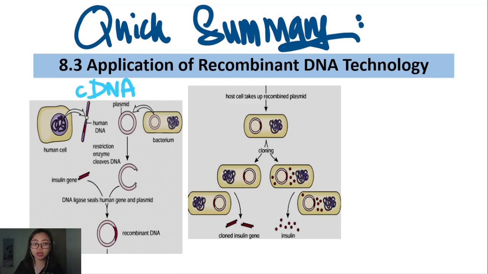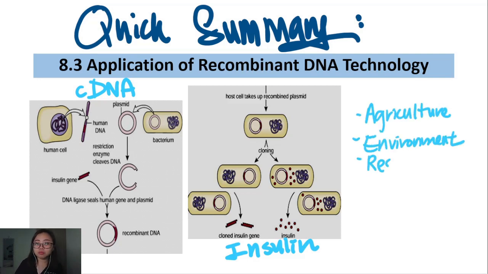First things first, we learn about the production of cDNA. Mula-mula kita belajar macam mana hasilkan cDNA. And then we learn how that cDNA can be used to produce insulin. We also talk about areas in which we can apply recombinant DNA technology. Kita boleh gunakan recombinant DNA technology dalam bidang penternakan dan pertanian, which is agriculture. Kita boleh gunakan untuk memanfaatkan alam sekitar. We can use it to benefit the environment. And we can use it for research and medicine. Research and medicine is example, insulin.